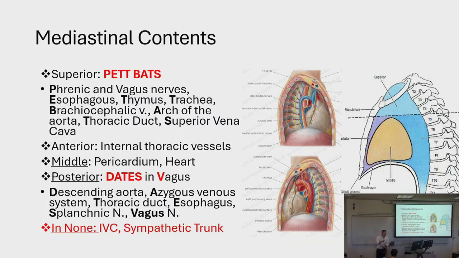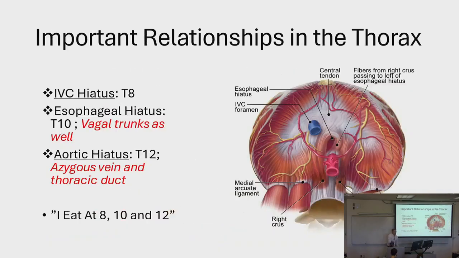And what is that level? T8. All right, and y'all know that I eat apples. Yeah, 8, 10, and 12 mnemonic. Okay. And then sympathetic trunk, not present. IVC, not present in the posterior mediastinum. All right, what sympathetics are present in the posterior mediastinum? Those splanchnic nerves that are coming across. And on the cadavers, you can see the greater splanchnic nerve coming across on top of the aorta, going down into the abdomen. Okay, all right.